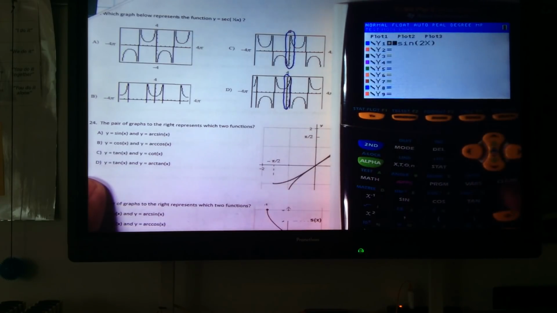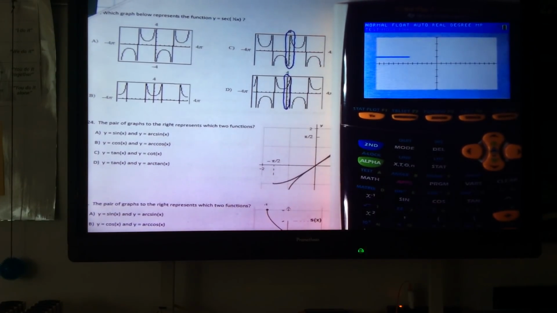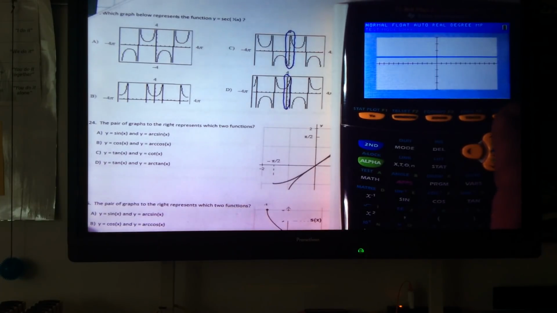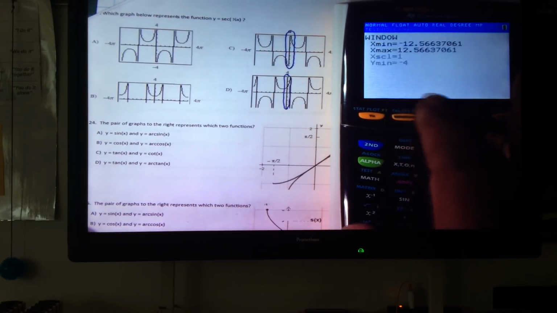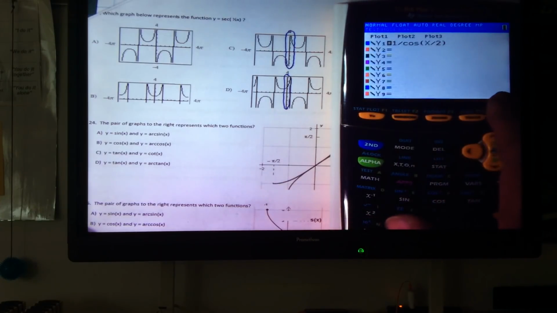And secant is 1 over the cosine. So we want 1 divided by the cosine of x over 2. It's not sec. Well, you can't put secant in there. It's got to be 1 over the cosine of x over 2. Yeah, 1/2 x is x over 2. I mean, it's 1 divided by the cosine of x divided by 2.